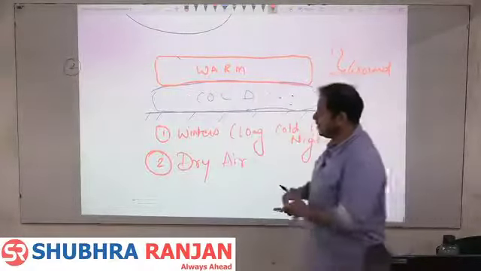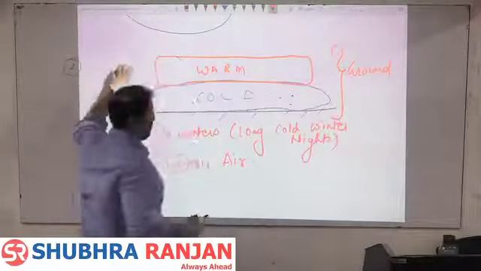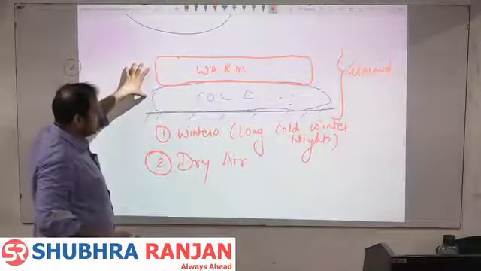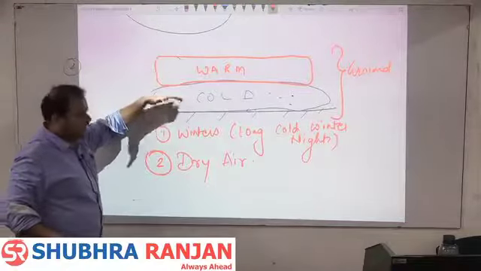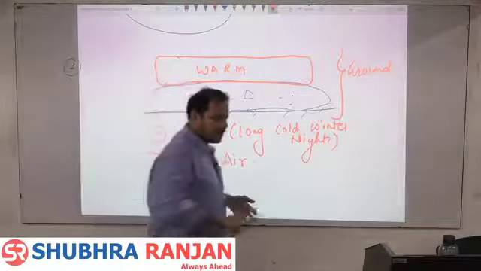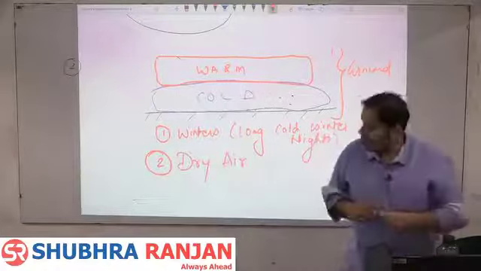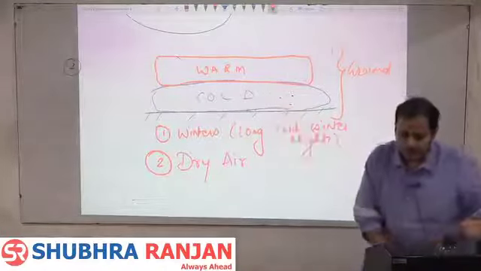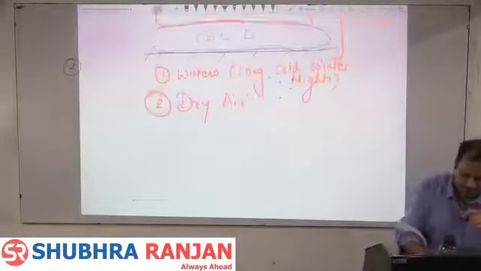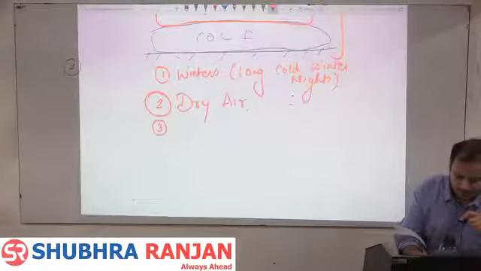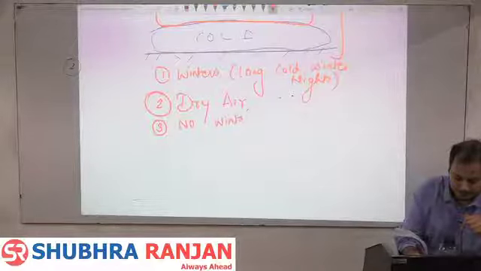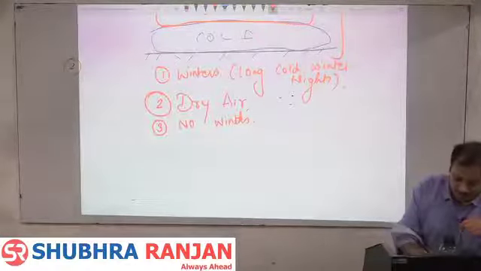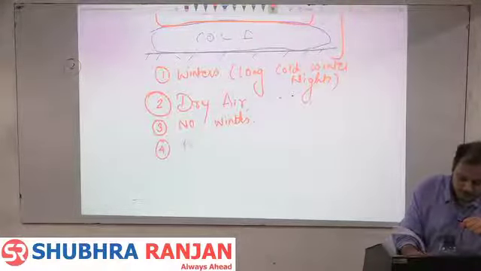Thirdly, if the wind is coming from here, this wind will result into mixing up of warm and cold air, and we don't want mixing to occur, because there has to be two separate layers of the cold and warm, and therefore the third condition is no winds. And the fourth condition is no clouds.